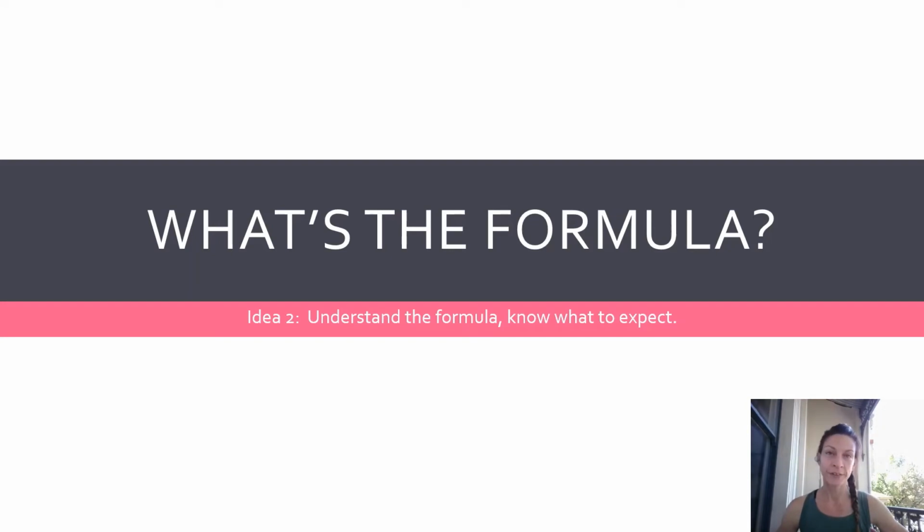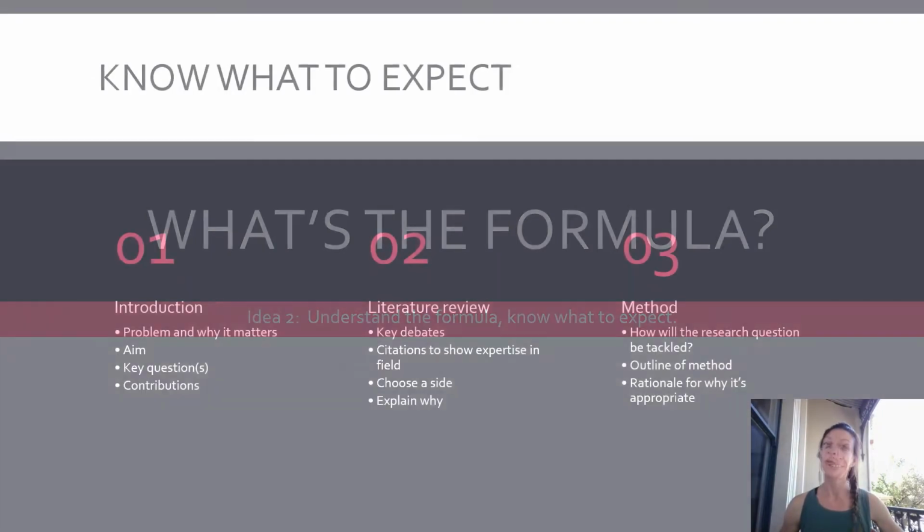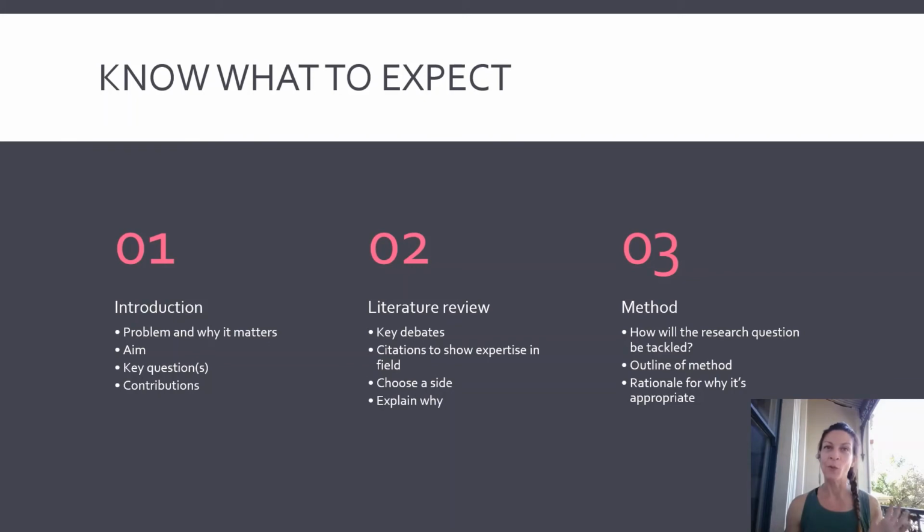So the second thing that's going to help you when it comes to engaging with journal articles more easily and more successfully is to understand the formula of how most journal articles are designed. So if you know the formula, you can know what to expect. You can know which portions of the journal article are most relevant to you, because you don't have to read the whole thing every time. And you can start to really unpack the content. What's the formula? How do you know what to expect?